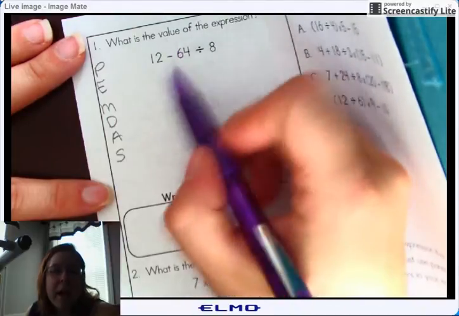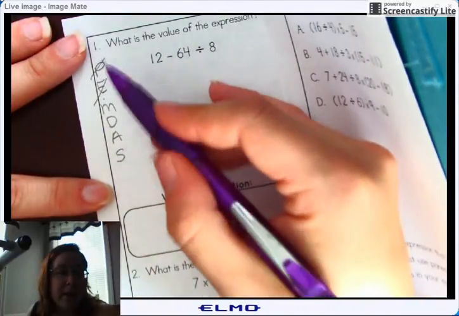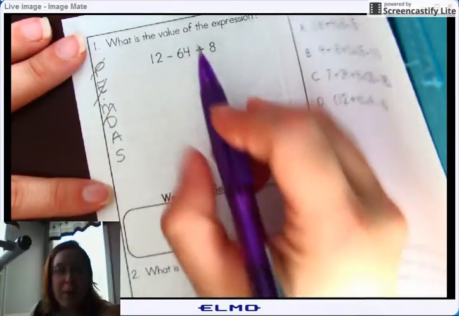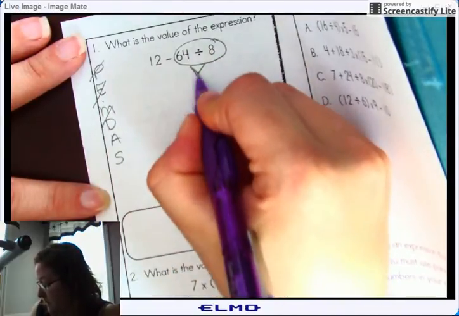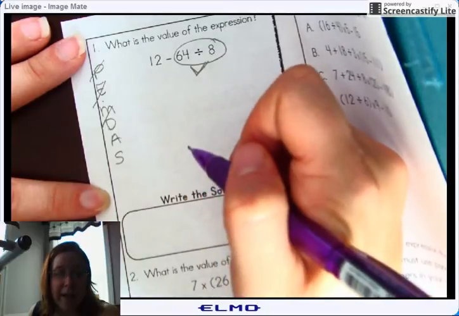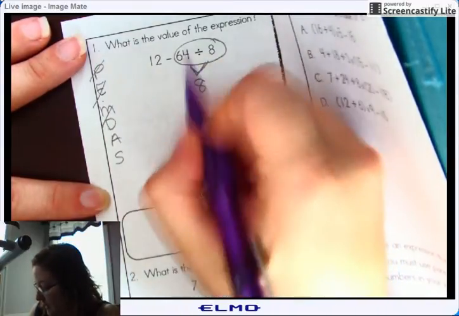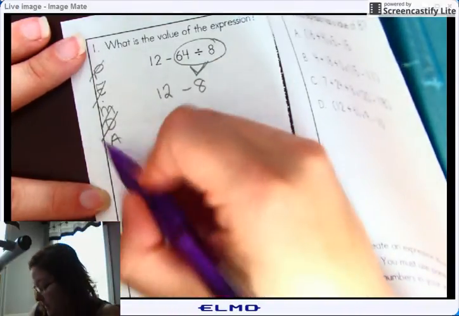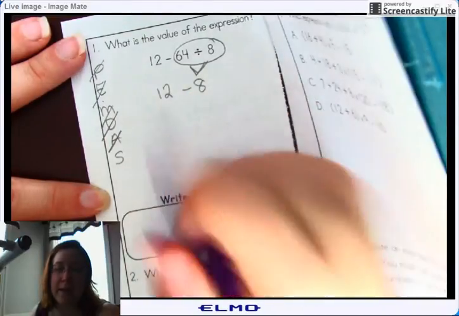So there is no parentheses, so I can cross that out. There is no exponents. There is no multiplication. However, I do have a division. So my first section right here is division, 64 divided by 8. And 64 divided by 8 is 8. And then I have to copy down the 12 minus 8. I don't have addition, but I do have subtraction. So 12 minus 8 is, please write down the answer.